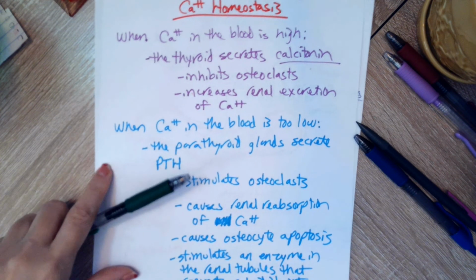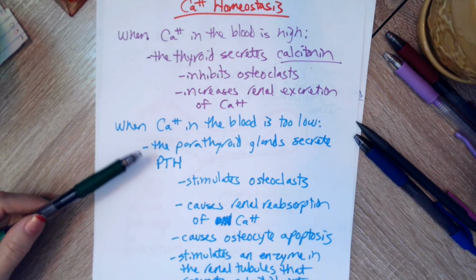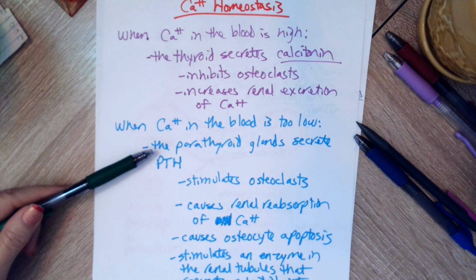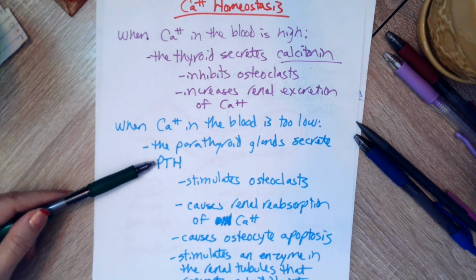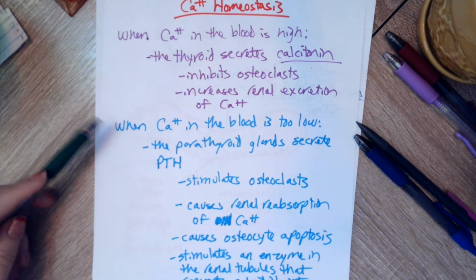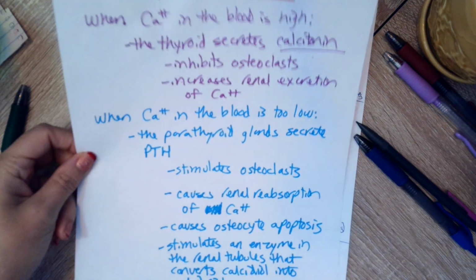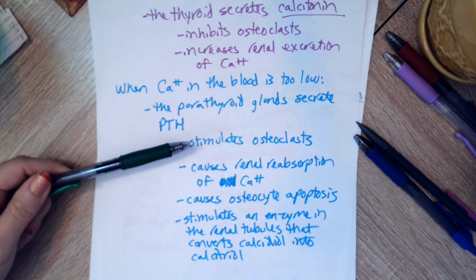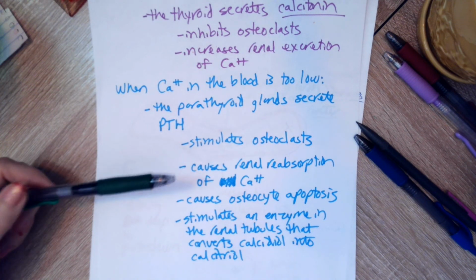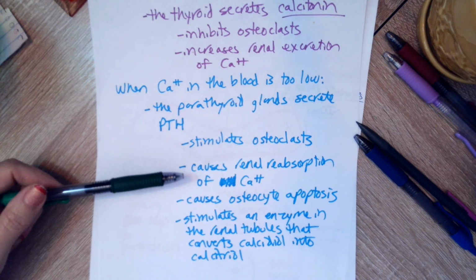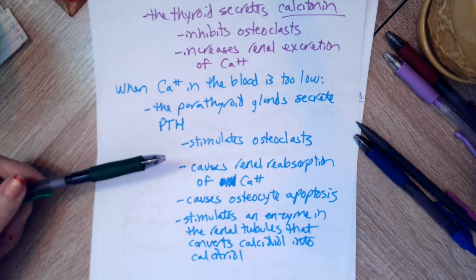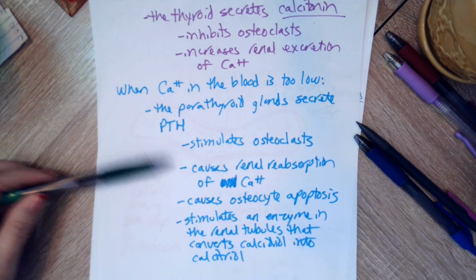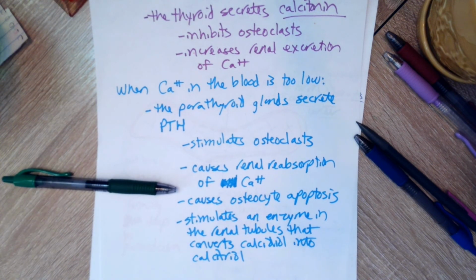Now, for the opposite situation, when the calcium in the blood is too low, you want to raise it back up again. So we have our parathyroid gland secreting parathyroid hormone. And that's going to do a few different things. One, it stimulates our osteoclast, so it causes the osteoclast to work harder, so they're breaking down more bone faster than osteoblasts are building, so we're having a net loss of bone, which means you're releasing that stored calcium into the blood. It causes your kidneys to reabsorb calcium, so you don't urinate away any excess calcium.